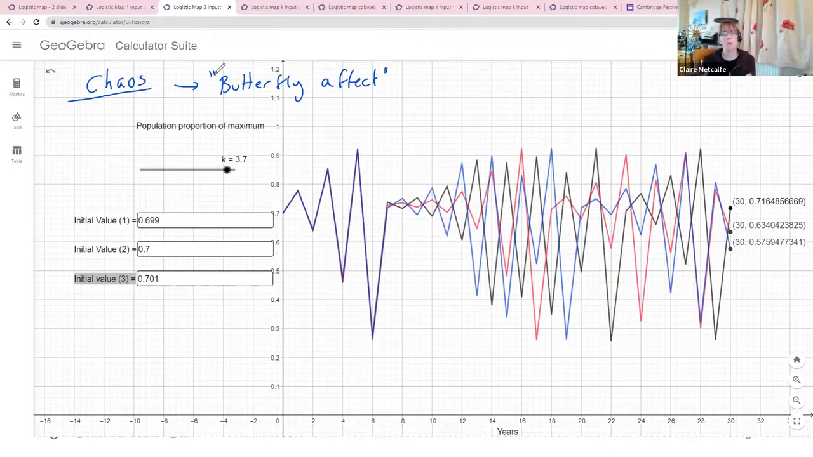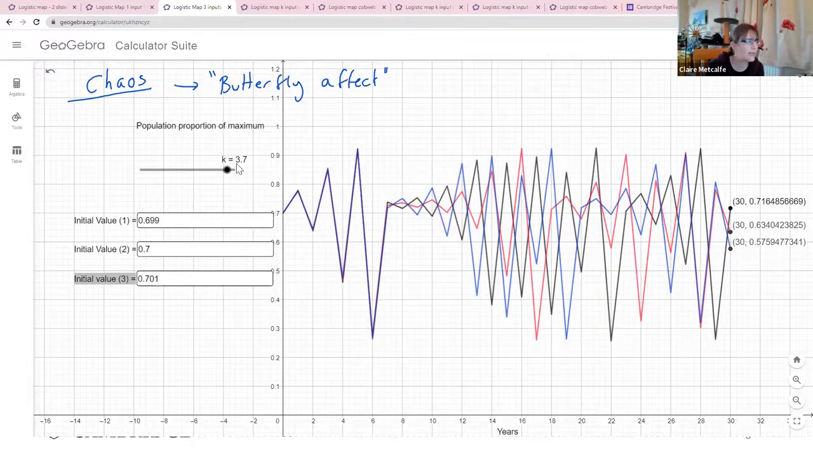And there was a quote when chaos first started to be studied in maths. There's a quote from Lorentz, I think it was, which was that a butterfly on one side of the world flapping its wings can cause a hurricane on the other side of the world. And it's the idea that this equation is very, very sensitive to the initial conditions. And if you just tweak the initial conditions very, very slightly, you get wildly different results a long way down the line. So that's only for certain values of K.